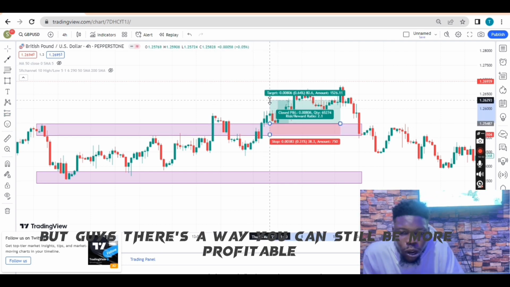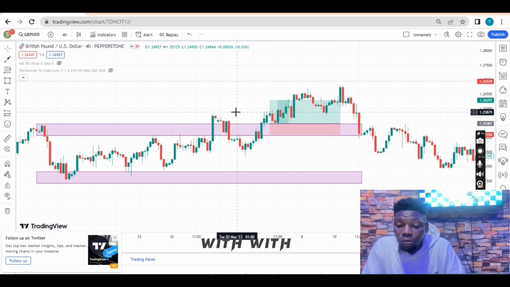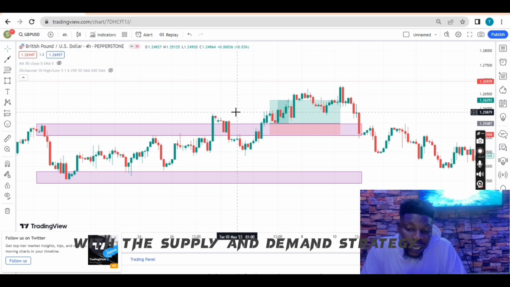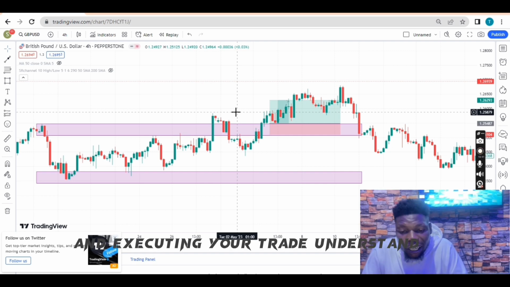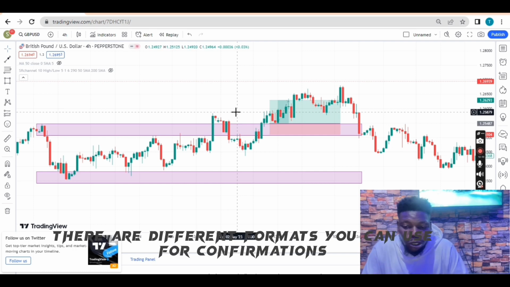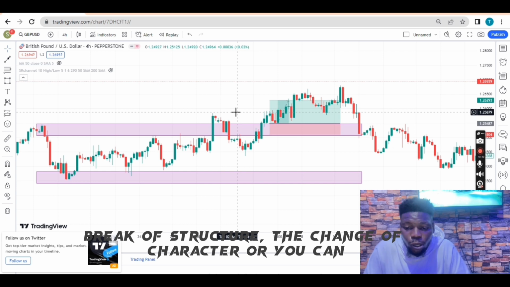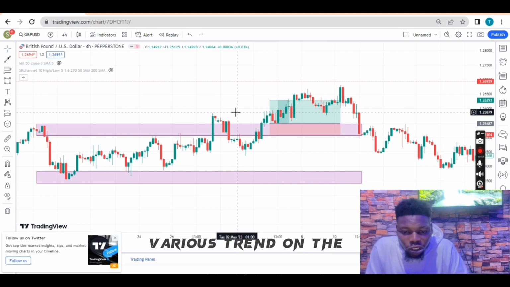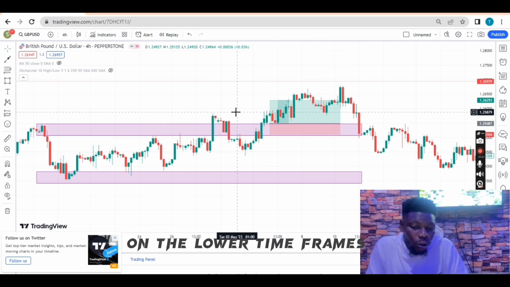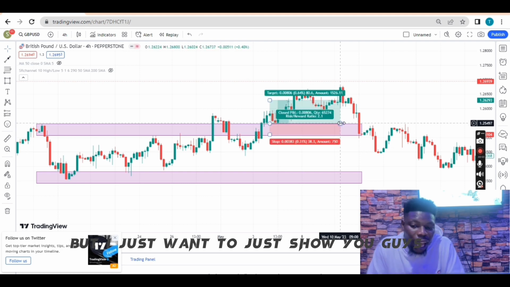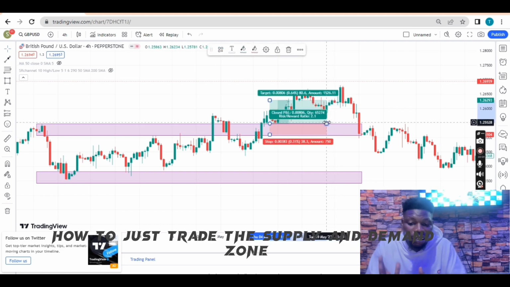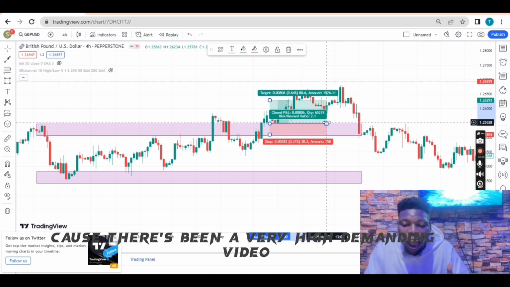But guys, there's a way you can still be more profitable with the supply and demand strategy, which is by going to the lower time frame and executing your trade. Understand? There are different formats you can use for confirmation. You can use the ICT, maybe break of structure, then change of character, or you can use various trends on the lower time frame. You understand? So I will still create a video on that, but I just want to show you guys how to trade the supply and demand zone, because it has been a very highly demanded video.